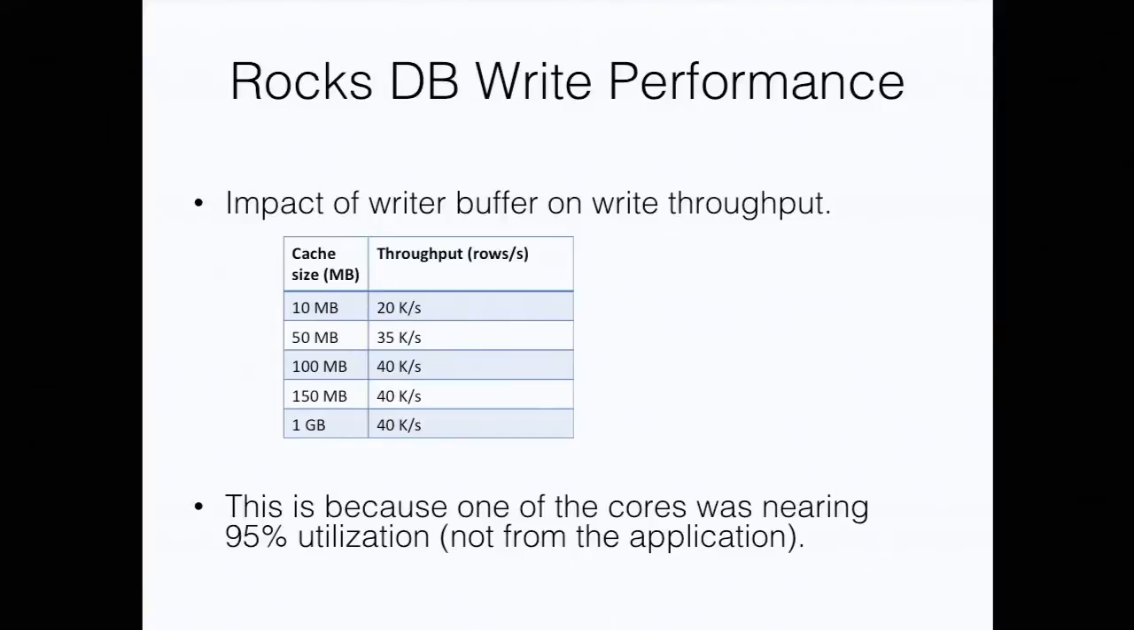We also varied the write buffer in RocksDB to see how it performs. At about 100 MB or 150 MB, we hit the sweet spot where we got about 40,000 QPS, which was sufficient for our use case. The bottleneck was actually not from I/O, but from the CPU. It was waiting on I/O wait and hogging up about 95% of the CPU.